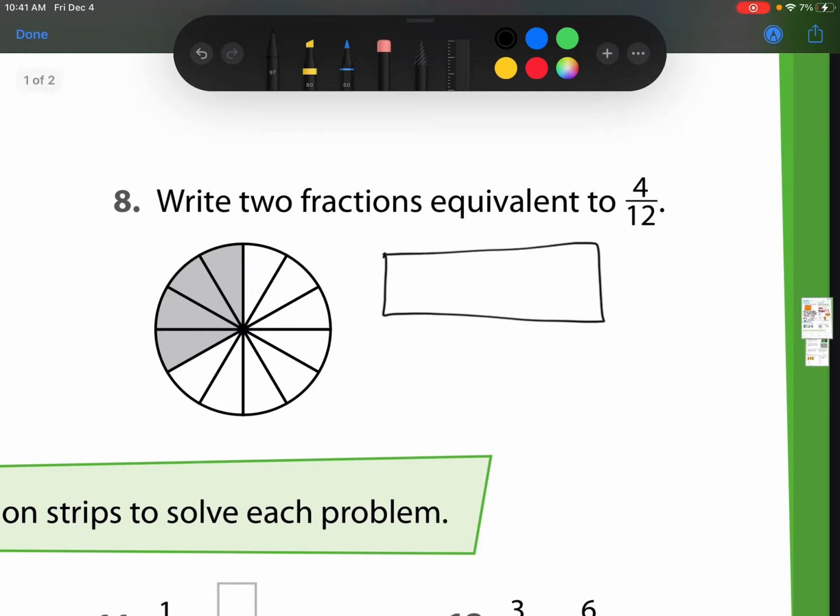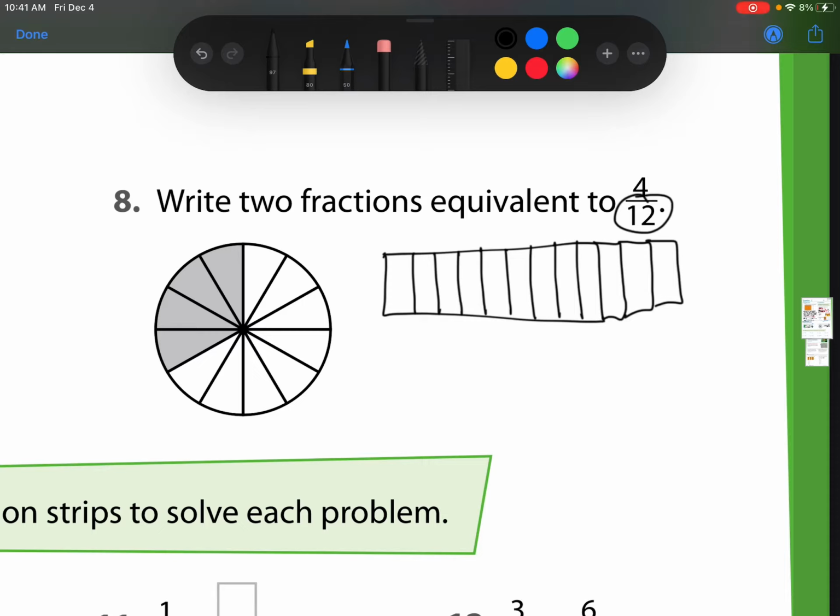So 4/12 means I have 12 total pieces. So 1, 2, 3, 4, 5, 6, 7, 8, 9, 10, 11, 12. And how many do we have shaded? Well, we have 4 shaded. So we have 1, 2, 3, 4.